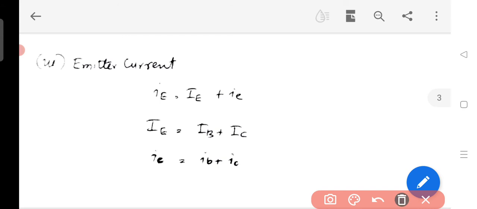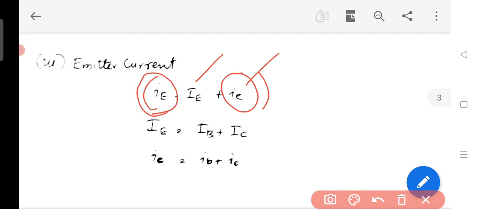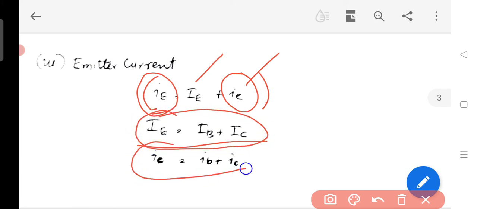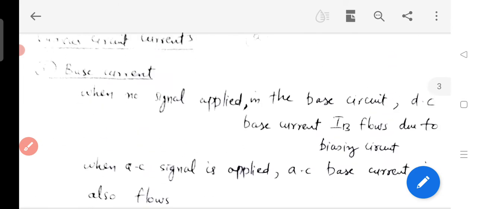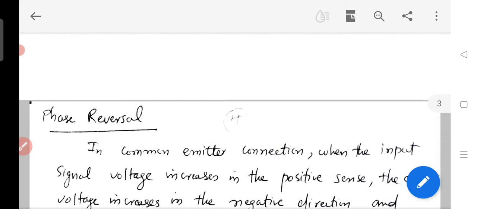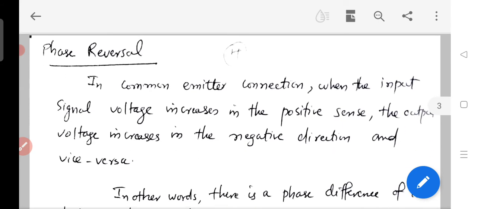The emitter current is capital IE plus small ie. Capital IE is the DC emitter current when no signal is applied, and small ie is the additional emitter current flowing when a signal is applied, and this is the total emitter current. And this condition is satisfied: IE equals IB plus IC, the emitter current is given by this. So these are the various currents flowing through the transistor circuit.